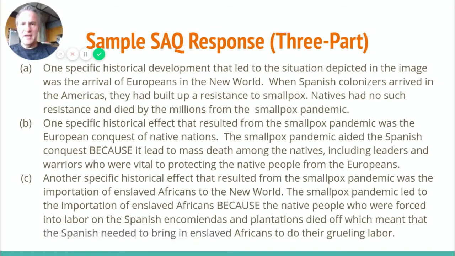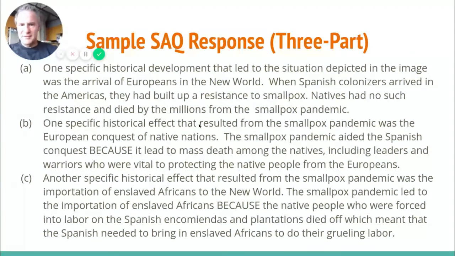So if we take a look at an SAQ response, I'll give you a second, pause this, and read through the three parts. Okay, now that you're back, remember part one is descriptive. So I'm describing the smallpox epidemic, and I'm saying that it was caused by the Spanish colonizers coming to the New World, and the native people had no resistance to the disease. Pretty straightforward, these SAQ responses.